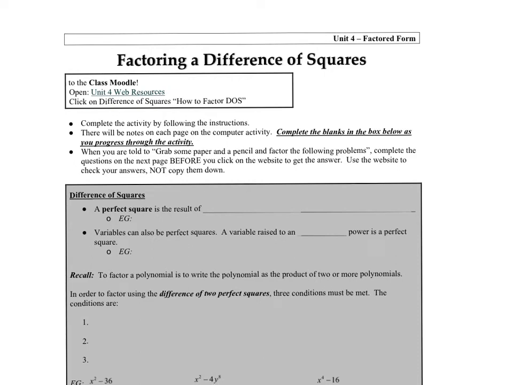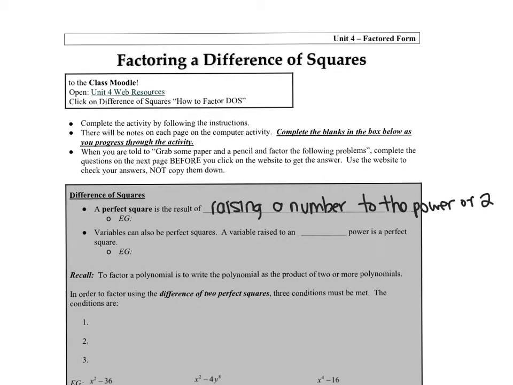So today we're going to look at how to factor a difference of squares. Now before we get to that, we're going to go through a few definitions. The first one is, what is a perfect square? A perfect square is the result of raising a number to the power of 2, or to the exponent.